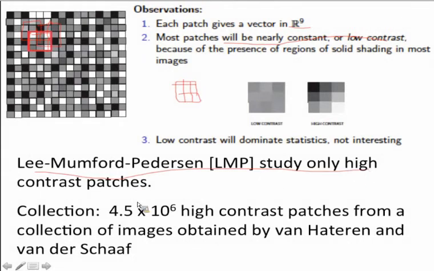In the original study, which did not use algebraic topology, they studied only high contrast patches. We have 4.5 million high contrast patches obtained by this Dutch group taking pictures, I think in the Netherlands. So we have 4.5 million patches, vectors in R9, so 4.5 million data points. Thus, we may want to use something less than the 4.5 million, which is why they did use witness complexes in order to make the computation faster.